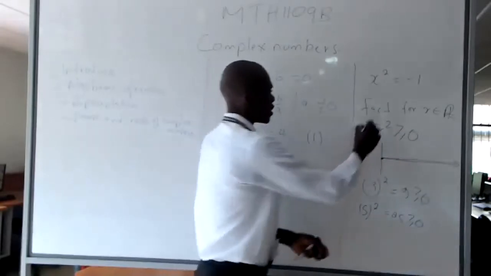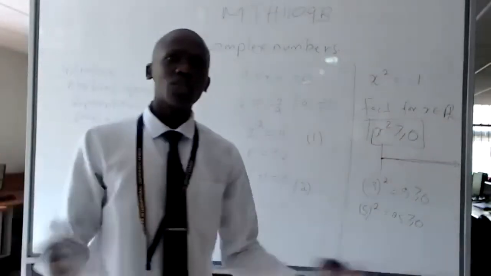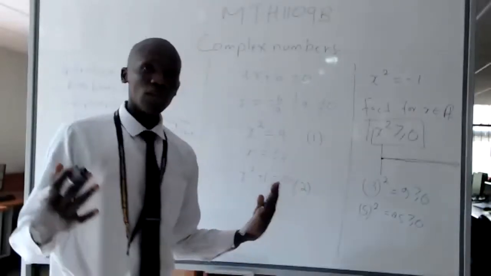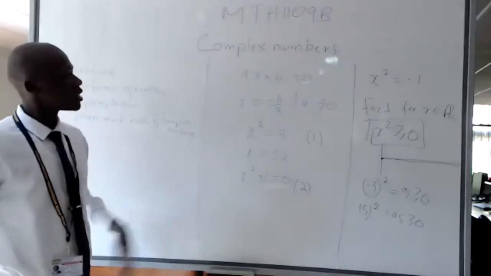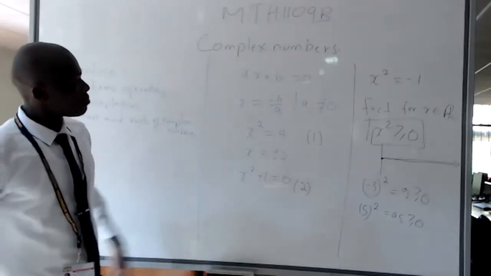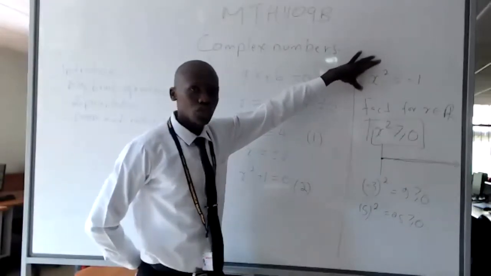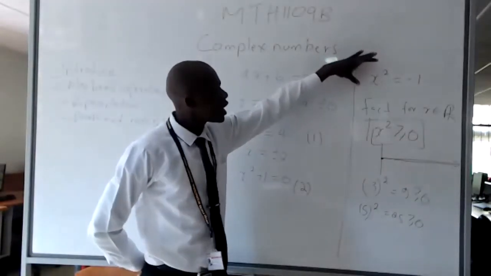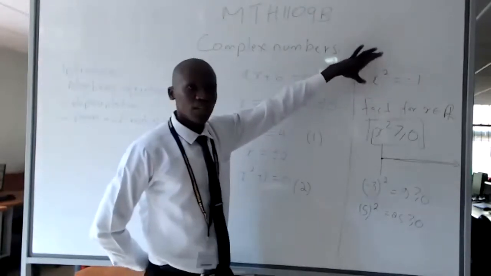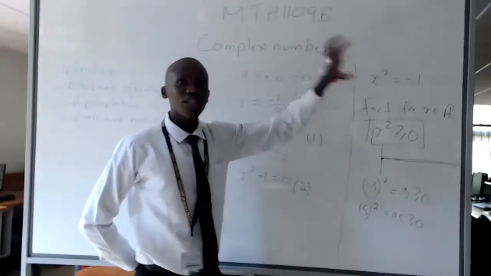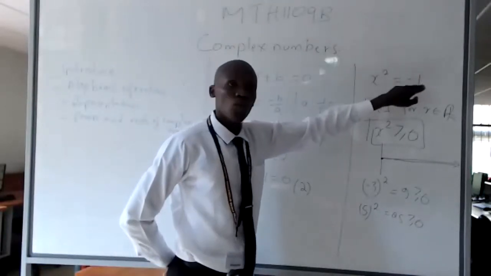This does not satisfy this condition. So it means the set of the real line is not sufficient for our applications or for doing mathematics for its own sake. For example, you cannot find the solution of this equation in the real line. If someone asks you to find the solution of this equation in the real line, then the solution is the empty set. There is no real number which can satisfy the equation x squared is -1.